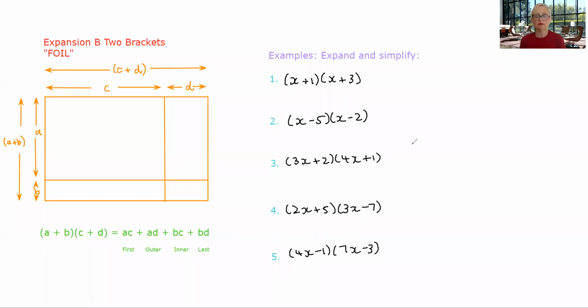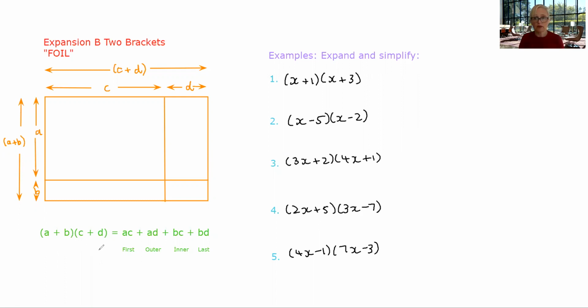We've started learning about expansion and we've talked about the distributive law. In the previous video, we did some examples where we just had one term outside of a bracket. Here we're going to learn how to expand when we have a situation like this, where we have two brackets involved, A plus B times C plus D.